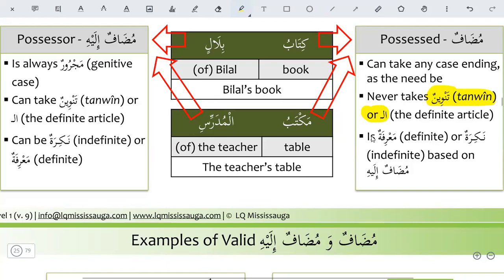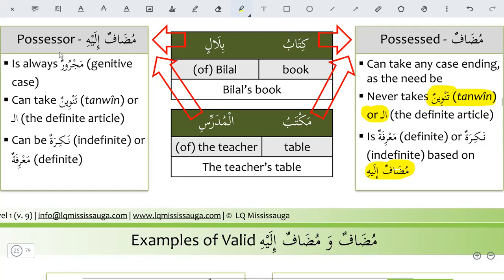The third thing is mudaf is marifa, definite, or nakira, indefinite, based on the mudaf ilay. If the mudaf ilay is definite, then the mudaf is definite, and if the mudaf ilay is indefinite, then the mudaf will be indefinite. So mudaf can be nakira and it can be marifa. It can be indefinite and it can be definite. It depends on the mudaf ilay.